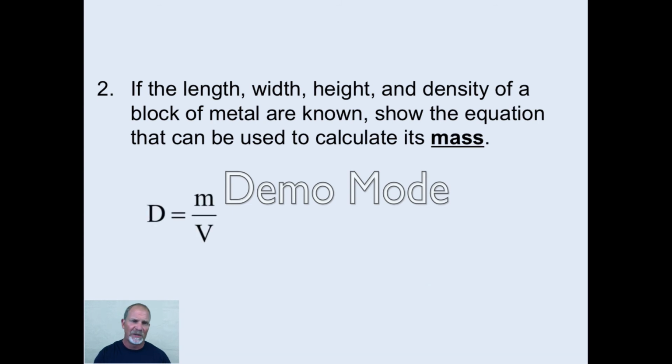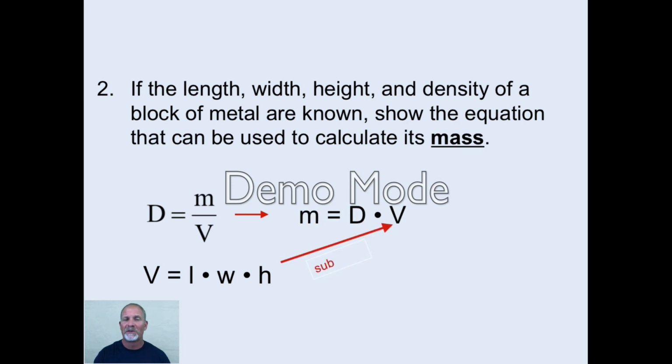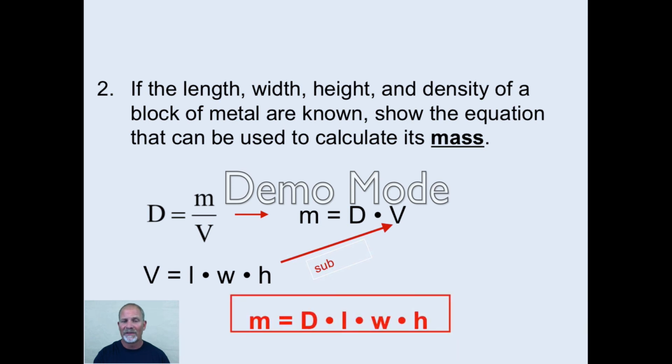In this next situation, we know the density, and we're solving for mass. We do know the volume. So what I'm going to do is first isolate my mass, which makes it a little easier. Then I'm going to substitute in place of the volume the length, width, and height. So now for my mass, all I have to do mathematically in my calculator is density times length times width times height, and you're done.